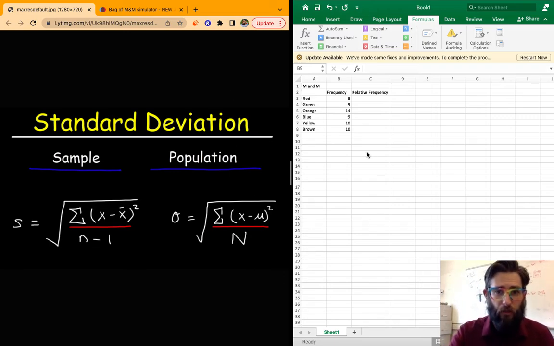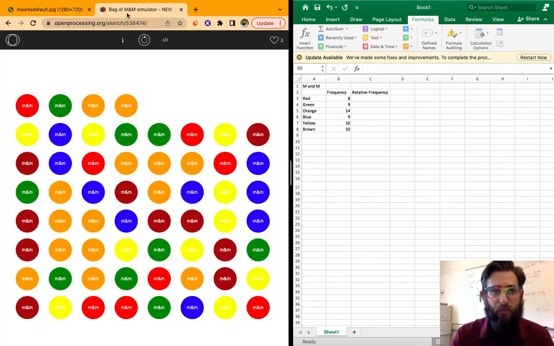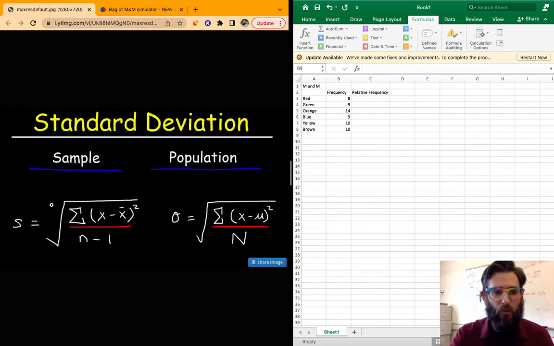So what I've got going on here on the right hand side of the screen is M&Ms. We have red, green, orange, blue, yellow, and brown. Those are the colors of the M&Ms, and the frequency here is 8 reds, 9 greens, 14 orange, 9 blue, 10 yellow, and 10 brown. I used an online simulator that would automatically generate M&Ms so I could do some analysis. Obviously these M&Ms do not represent the entire population, so they would represent the sample. So that tells me we would utilize this equation here on the left.